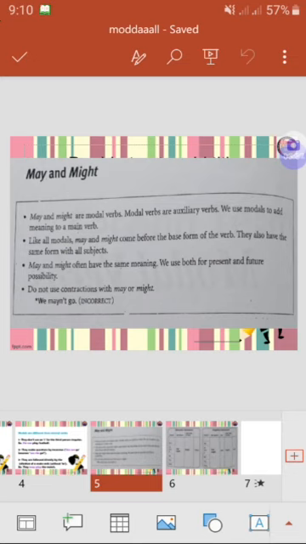Number 3, may and might often have the same meaning. We use both for present and future possibility. So may and might have the same meaning. Number 4, don't use contractions with may or might. You cannot say mayn't or mightn't. If you want to make a negative statement of it, you are going to say, we may not go. We might not go. You cannot say mayn't or mightn't.